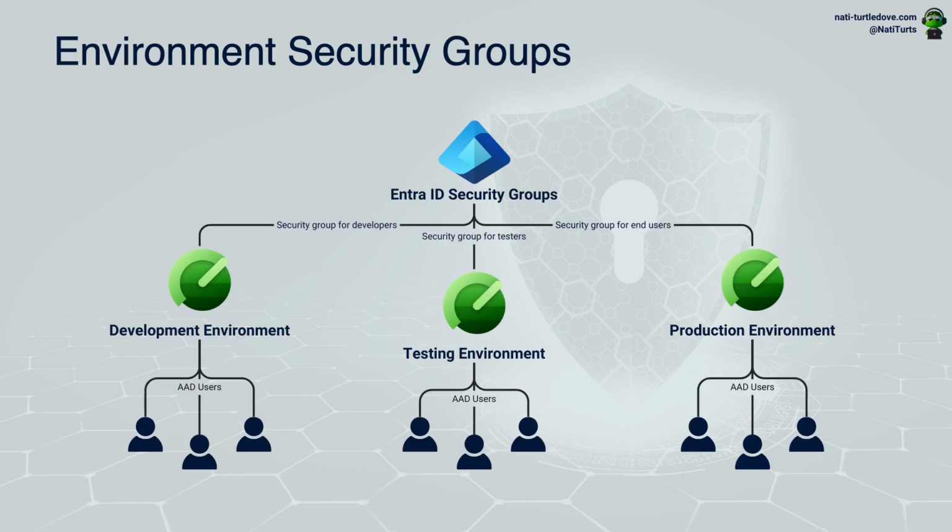So if we touch on the first item on users, when we create an environment, all the time, we're presented with the option to assign a security group to that environment. And what that practically means is when you assign a security group to an environment, the members that are part of that security group, which is Entra ID driven, will have access to that environment and then be able to interact with security roles related to them. Can they create apps? Can they access data, etc.?